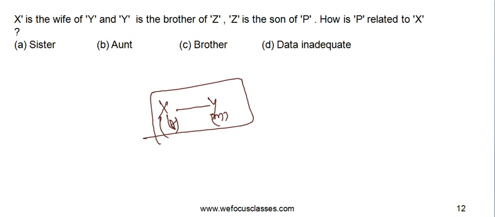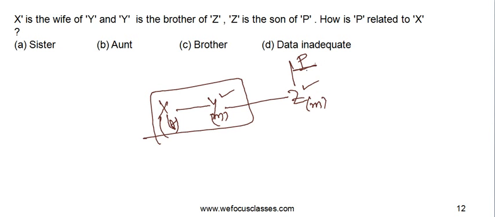So Y is the brother of Z. So Z, we don't know about Z. Z is the son of P. Now we know about the Z. He is a male person and these two are brothers and this parent is P. We don't know who is P. How is P related to X? It is given. So we don't know whether P is male or female.